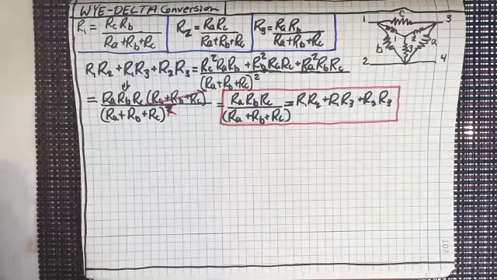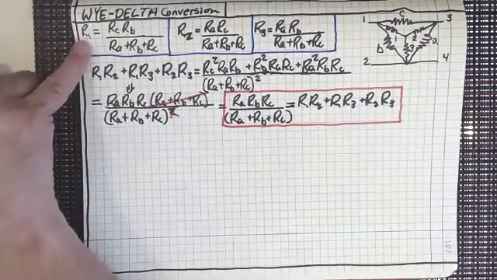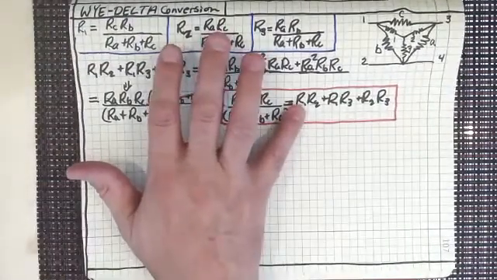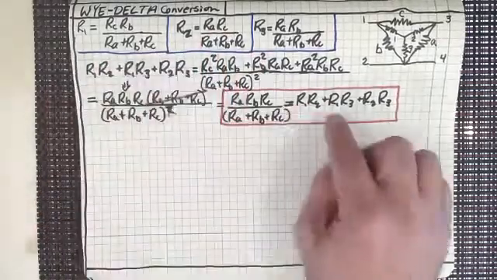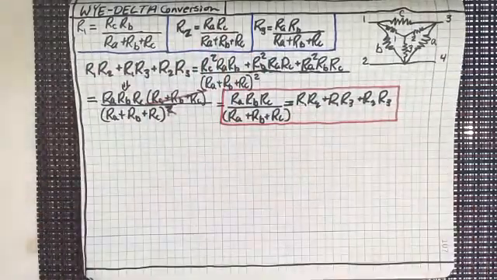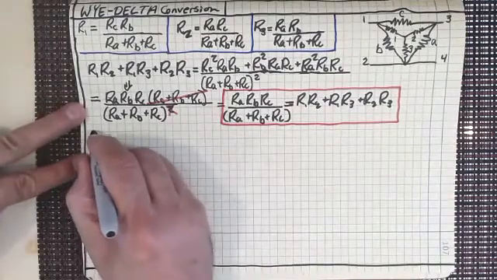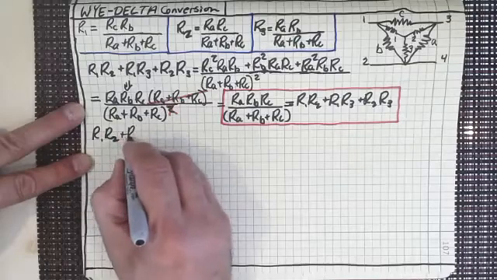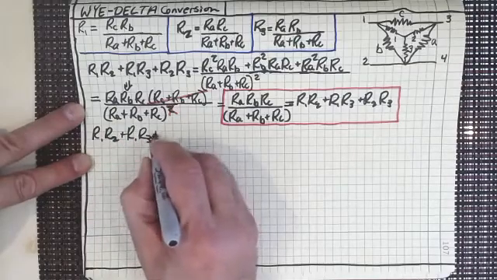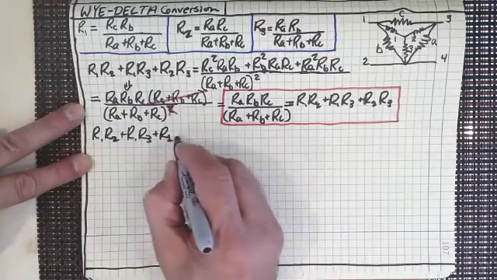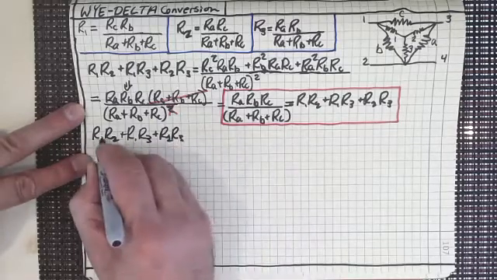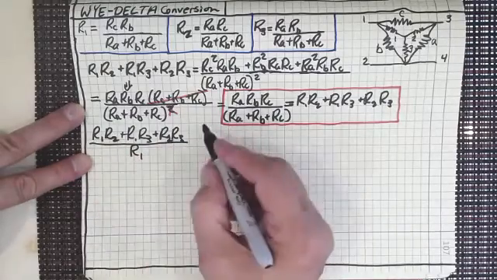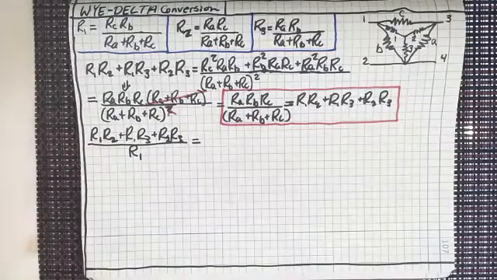So let's divide both sides by whatever their thing is. Let's do it with R1 first. If I was to divide R1 out of here, what would I get on this side? Well, let's do that. So I've got R1 times R2 plus R1 times R3 plus R2 times R3, all divided by R1. All right?